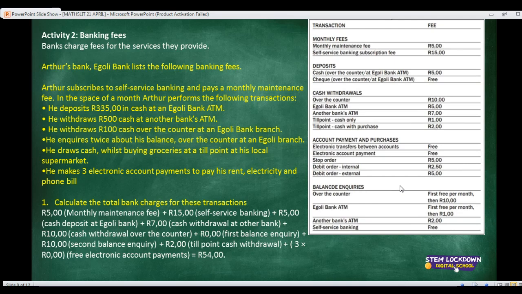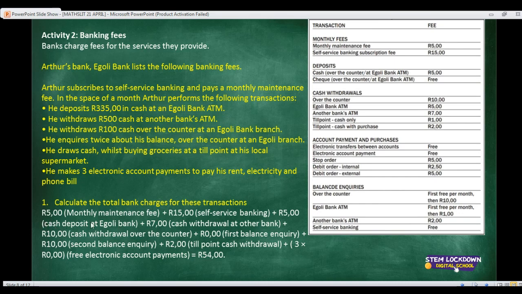Question 1 is, calculate the total bank charges for these transactions. So we've deduced what we explained just now. Each transaction is charged a certain fee or a certain bank charge. So now we have listed a lot of the transactions he did over the month. We need to look at what the bank fee is for each transaction.